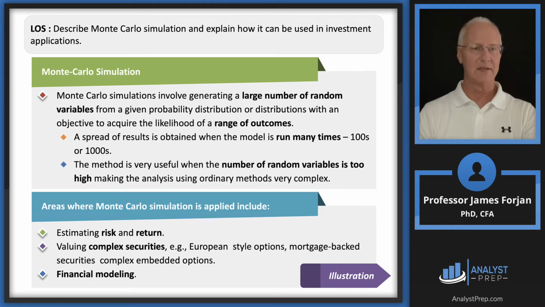Now, look at the second diamond point. Useful when the number of random variables is too high to use ordinary methods. Oh my gosh, now. In levels 1, 2 and 3, we're going to talk about ordinary least squares regression. There's a learning module in level 1 on just simple linear regression. But then when we get to level 2, we're going to do time series. We're going to do ARIMA models. We're going to use GARCH models where we have lots and lots of random variables.